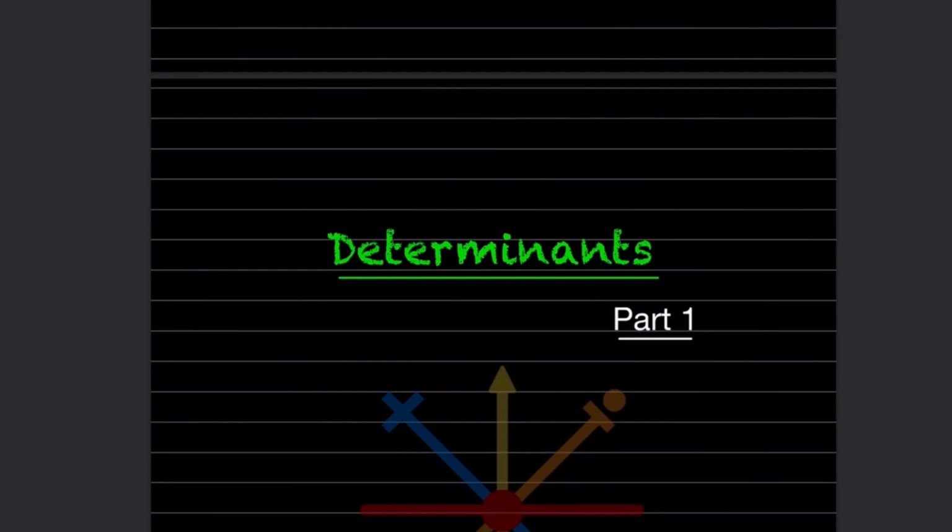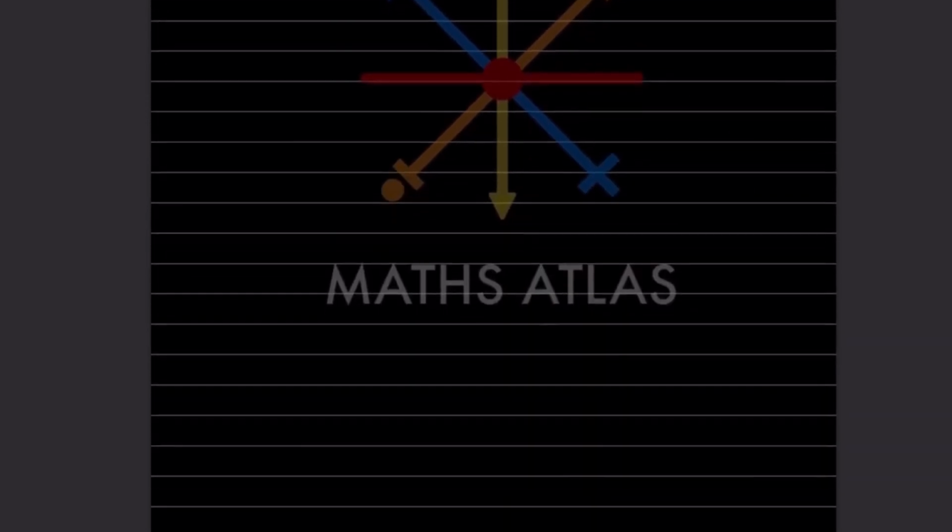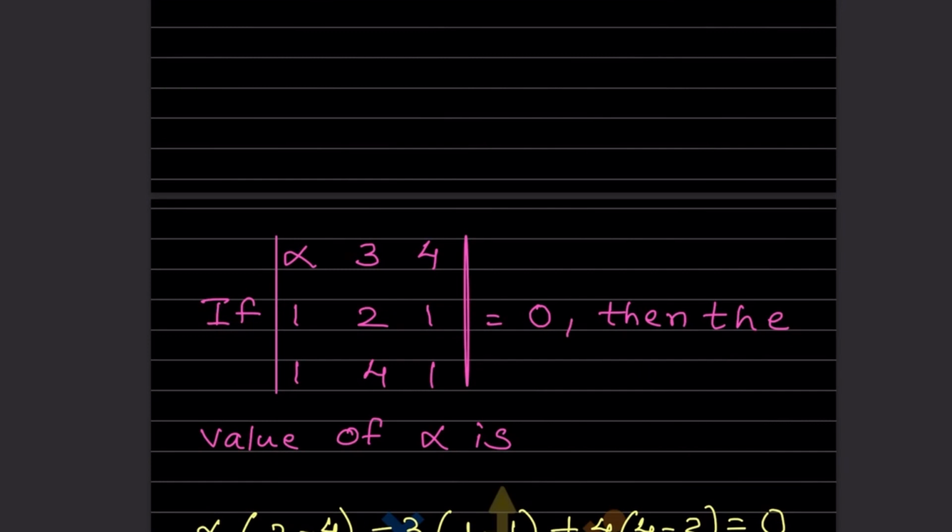So today we are going to see the topic called determinants. This is part 1 of it. So actually, what is the determinant? A determinant is a scalar value that is a function of the entries of a square matrix. And it is denoted by, we usually write here det.